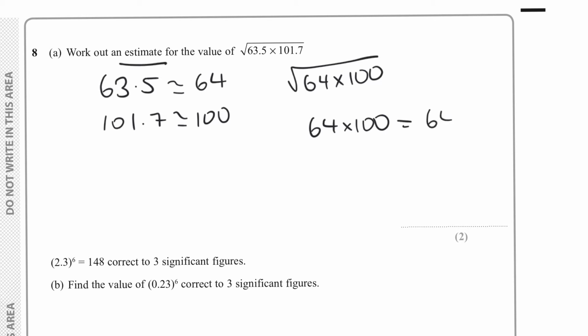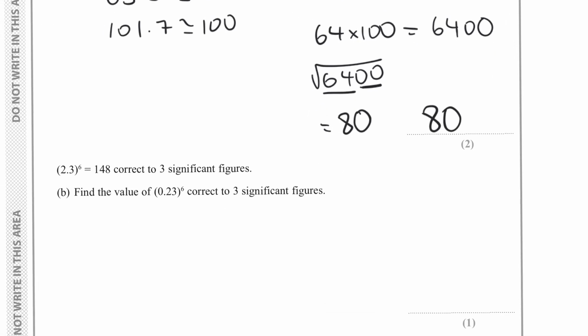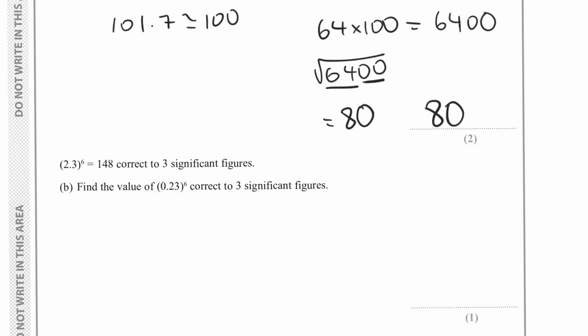So that would be 6,400. Then the square root of 6,400. We know that the square root of 64 is 8, and then the square root of the 100 is 10. So essentially it will be 80. Then part B says 2.3 to the power of 6 is equal to 148, corrected to 3 significant figures. And it wants us to find the value of 0.23 to the power of 6.